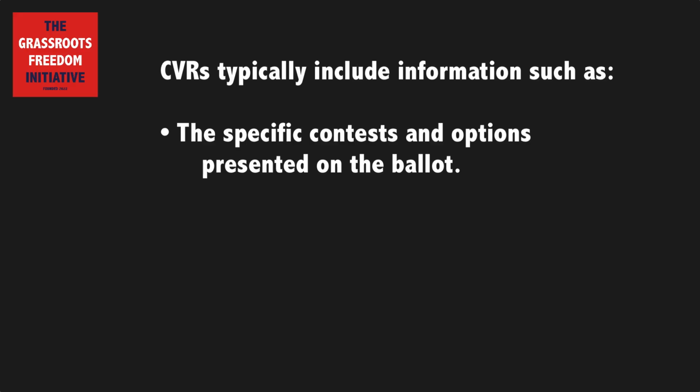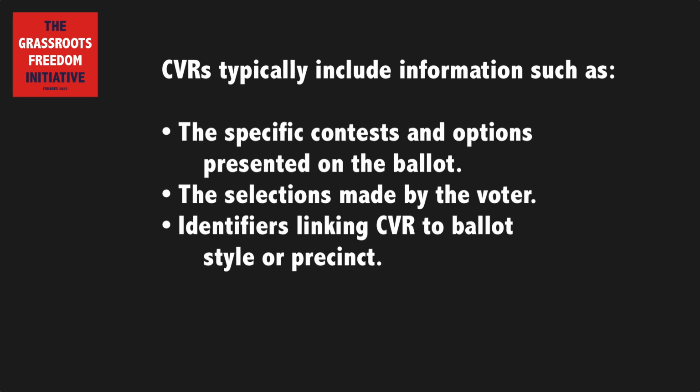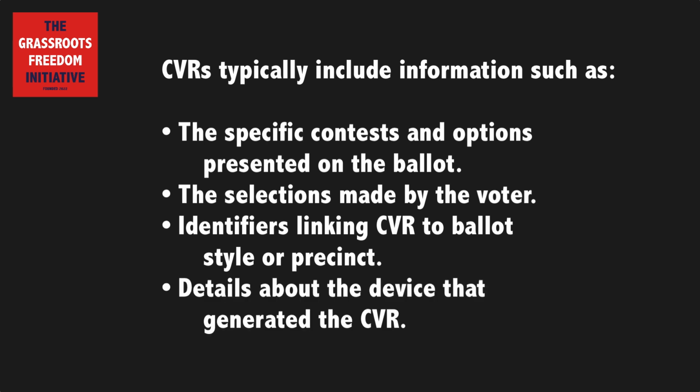CVRs typically include information such as the specific contests and options presented on the ballot, the selections made by the voter, identifiers linking the CVR to the corresponding ballot style or precinct, and details about the device that generated the CVR. It's important to note that CVRs do not contain any personal identifiers of voters, ensuring ballot secrecy.